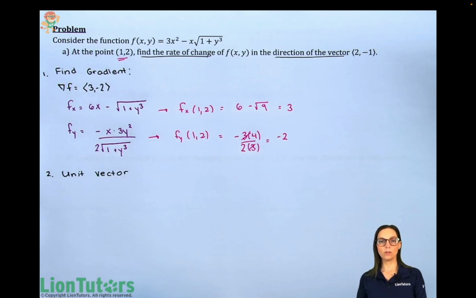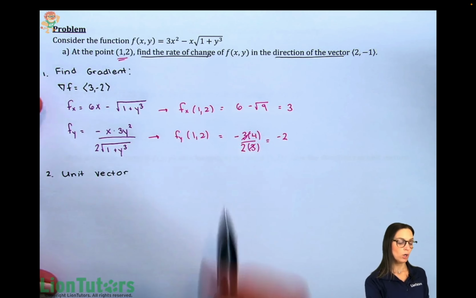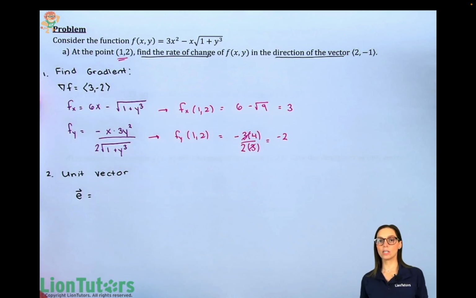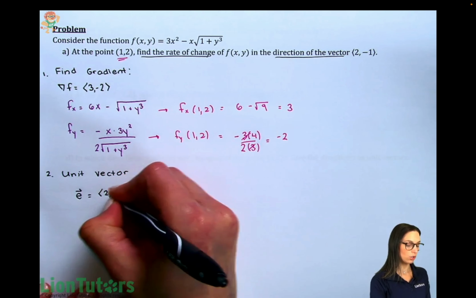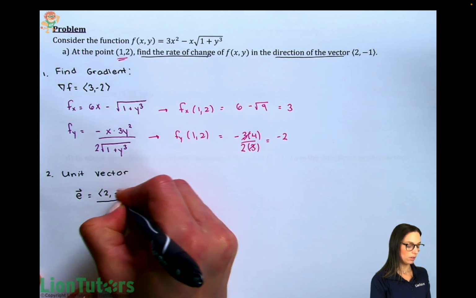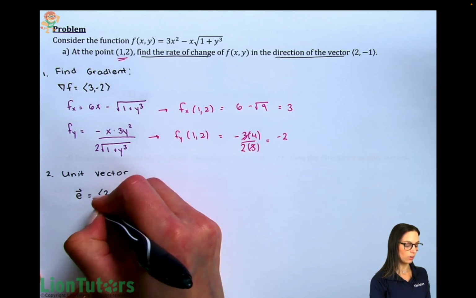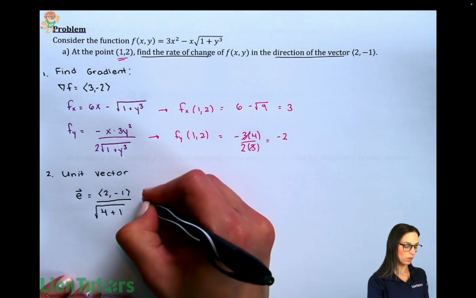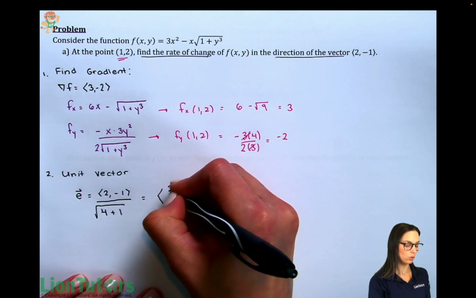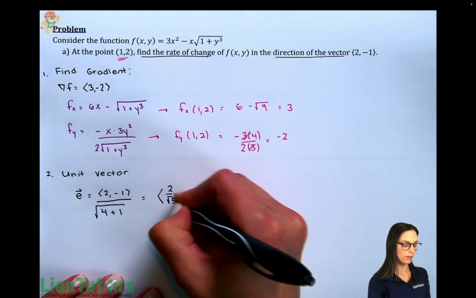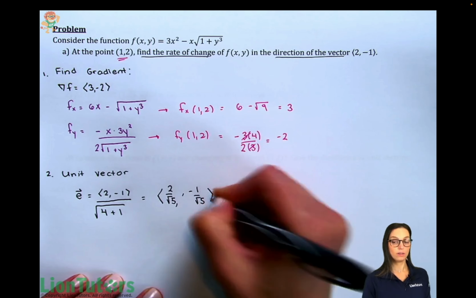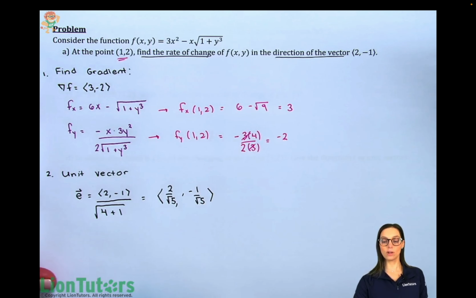So if we want to find the unit vector in the direction that we're traveling, we're going in the direction of this vector right here. So I'm going to take the vector (2, negative 1) and divide by its length. That would give me the square root of 2 squared, which is 4, plus negative 1 squared, which is 1. So I'm going to write that as (2 over root 5, negative 1 over root 5). So that's step 2 of my process.